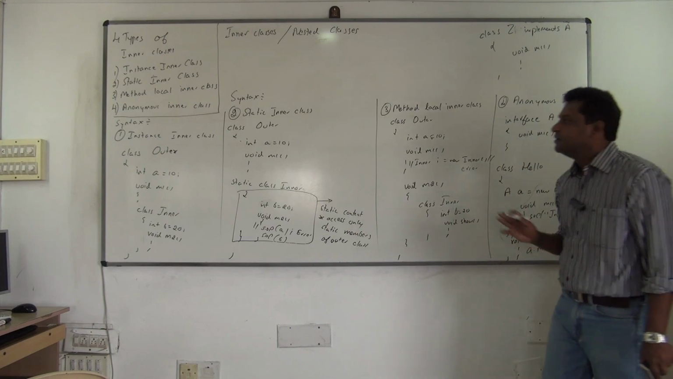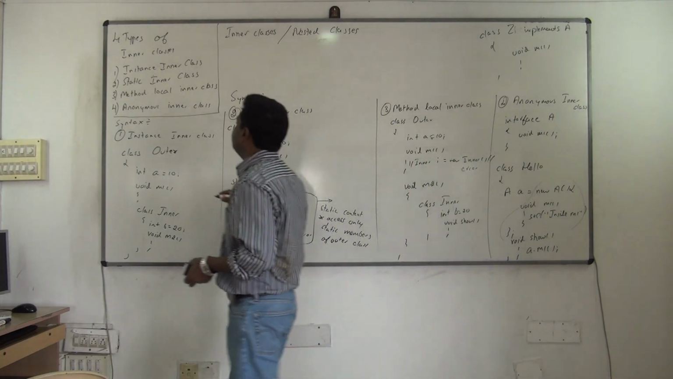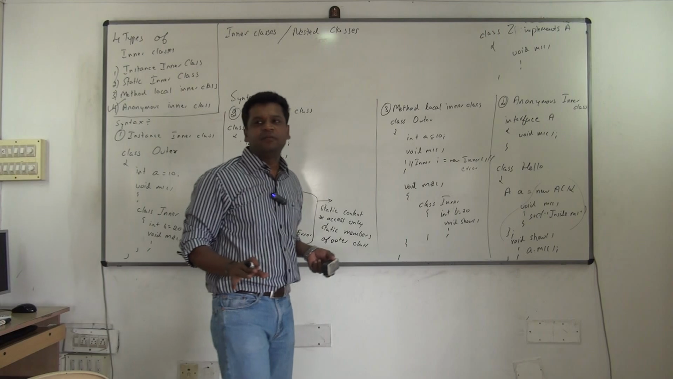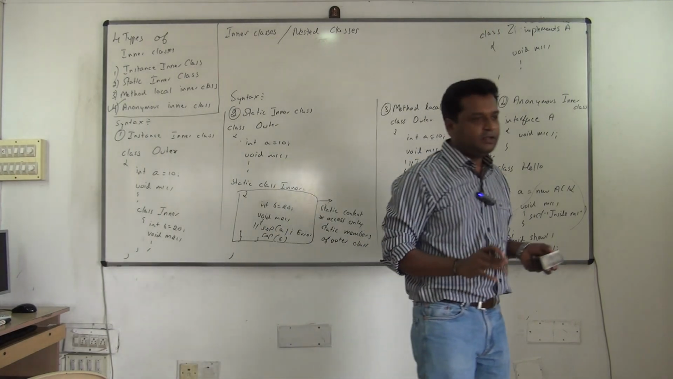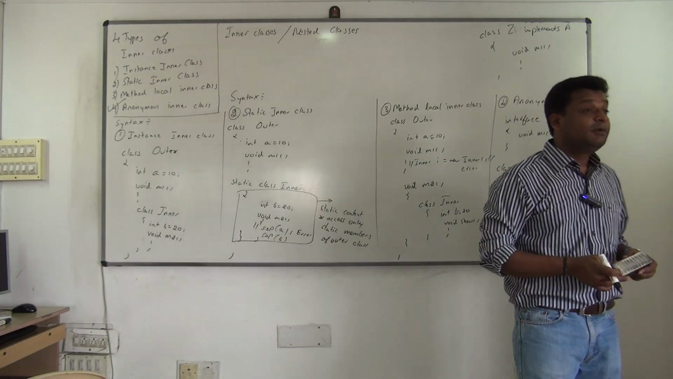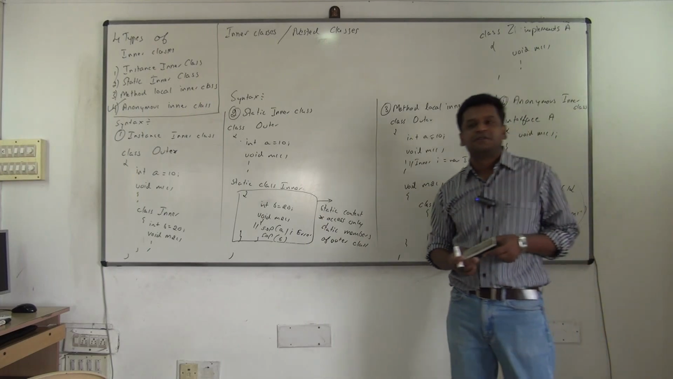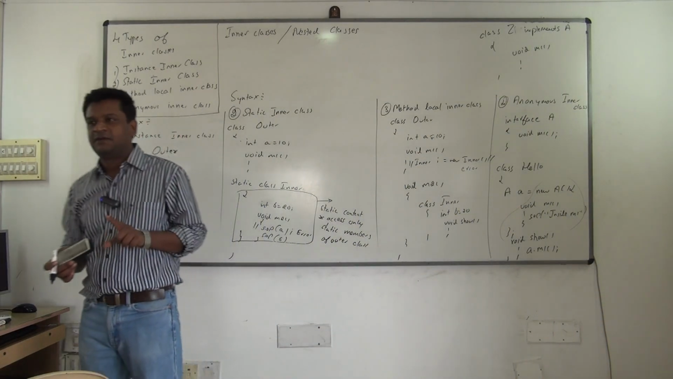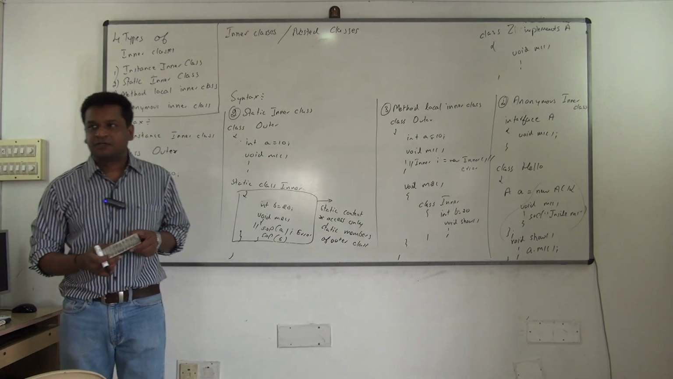Understood? That's one thing. Second thing, from the interview point of view, anonymous inner classes are very, very important. For SCJP, all 4 are important, I'm not saying no. But from the interview point of view, anonymous inner classes are very, very important. Many times they'll ask you, what are anonymous inner classes? Understood? They'll ask you.